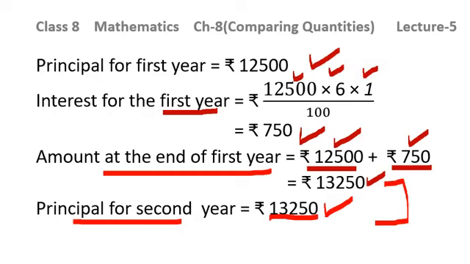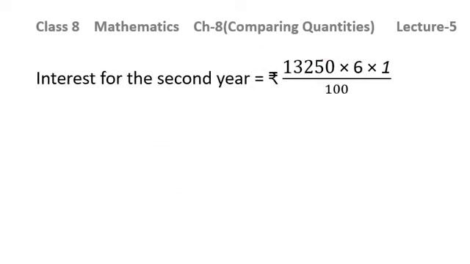You can see it very clearly. Here I have not taken the principal as 12,500. That was the original principal. What I have taken here is the amount of the first year because I needed to find the principal for the second year. So I have taken the amount of the first year as the principal for the second year.